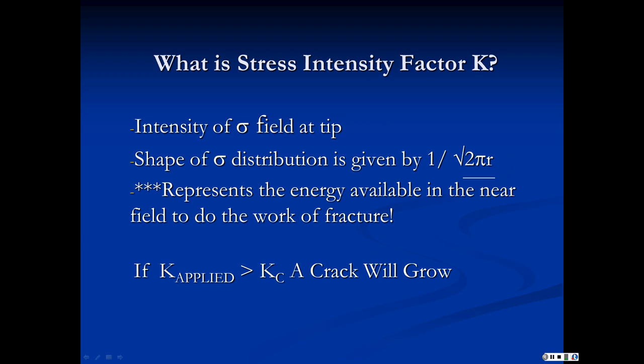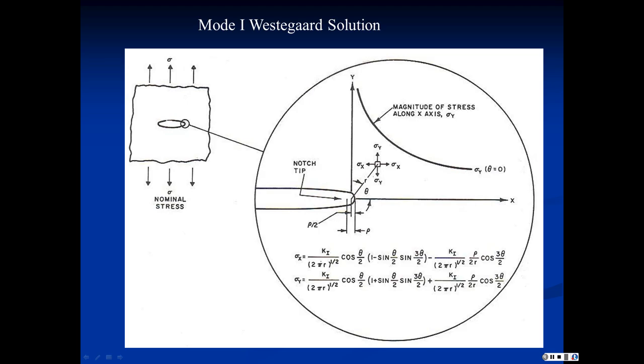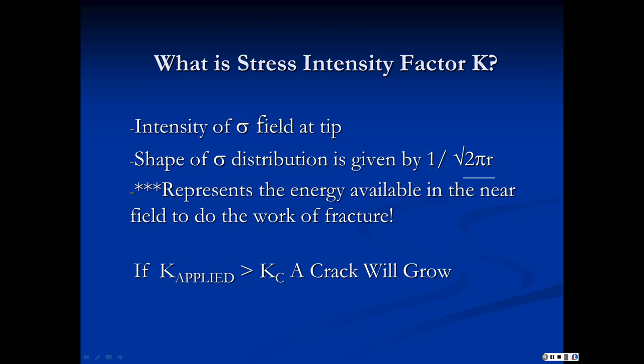I'm going to go back here to this plot. All elastic materials that have a crack in them that's under stress will have a stress distribution with this shape, 1 over the square root of 2 pi r at the head of the tip. Okay? You're always going to see this curve. What varies depending on crack length and the applied stress is how high this curve is shifted up. That is, the intensity of the field shifts up or down with crack length and applied stress, but the shape is always 1 over the square root of 2 pi r. So we get the intensity is the k, the shape is 1 over the square root of 2 pi r, and this is the energy available. Essentially, this is the energy available in the near field to do the work of fracture.